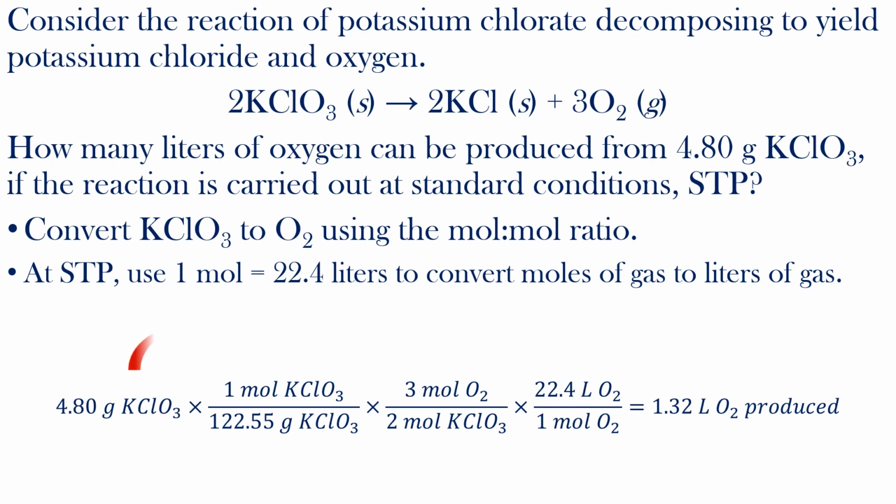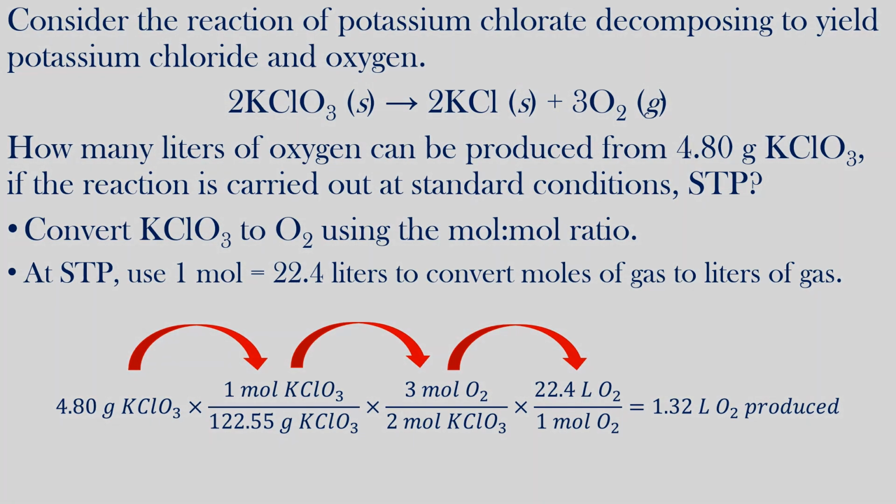First, I'll convert the mass of potassium chlorate to moles of potassium chlorate using the molar mass. Next, I'll convert the moles of potassium chlorate to the moles of oxygen gas using the mole ratio from the balanced equation. Finally, I'll take advantage of the STP conditions and use the ratio 22.4 liters per mole of ideal gas to convert the moles of oxygen to liters of oxygen gas. There are 1.32 liters of oxygen gas produced.